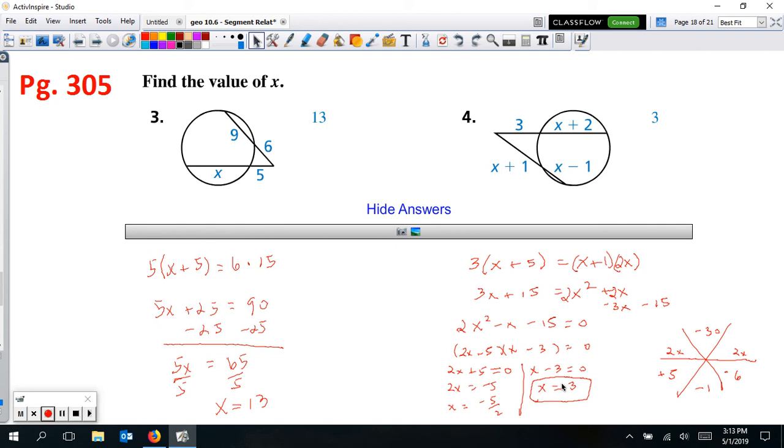Now we can only keep this one because this is a negative number. When we plug that in, it would make a negative segment, especially right here on this secant. So the only number you can keep is that 3. That's why the answer is just 3. All right, we're almost done. Just 3 more problems on our page 305 here to do.